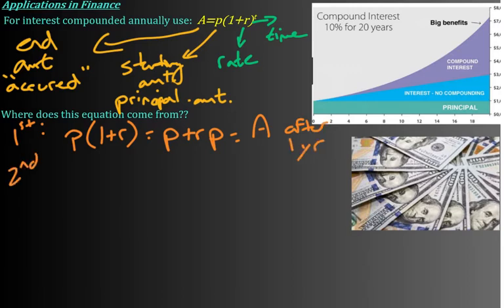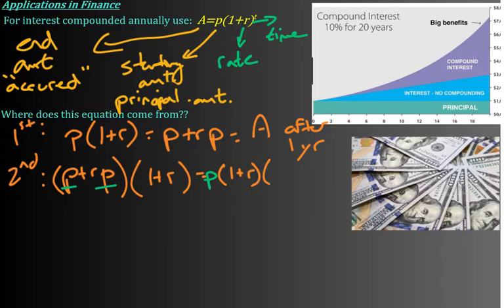Then in the second year, what you're doing is taking the amount in there, which is P plus rP, and you multiply it by 1 plus r. If you think about it this way, you can factor out a P from here and here. So you take that P out, and then you've got (1 plus r) times (1 plus r), or just P times (1 plus r) squared, right?